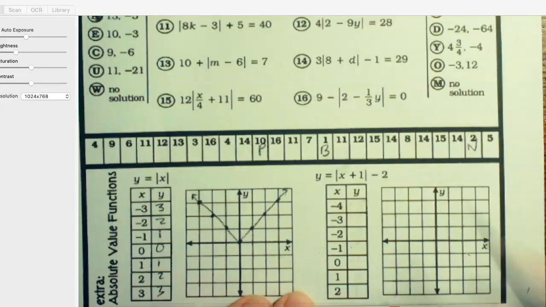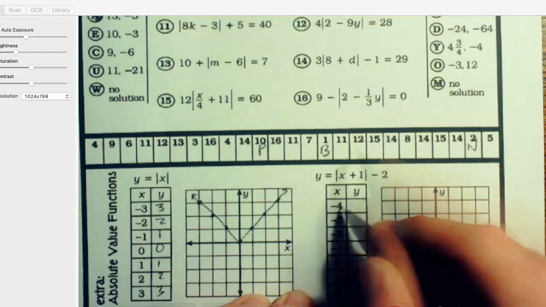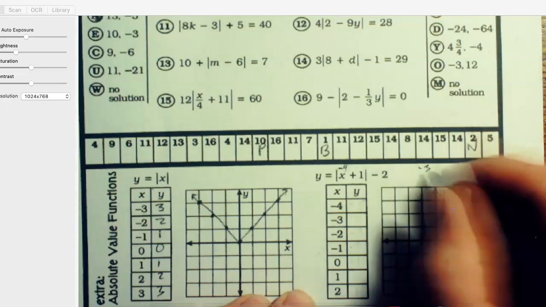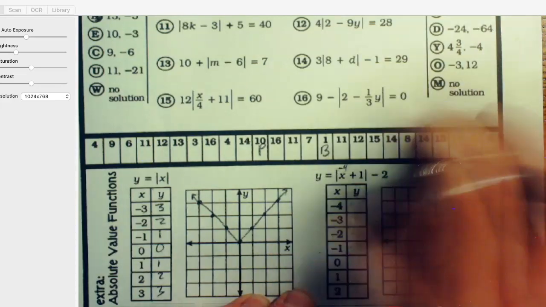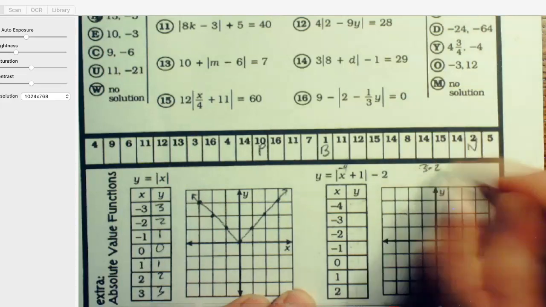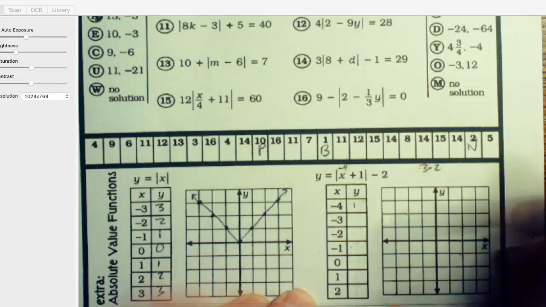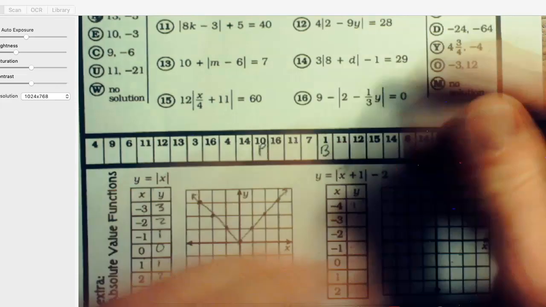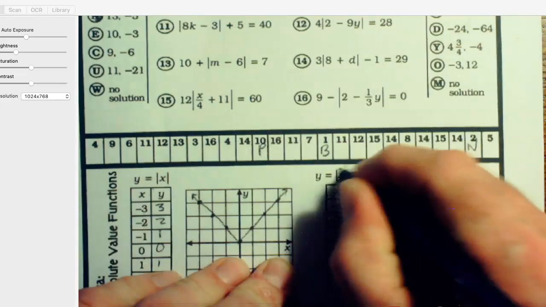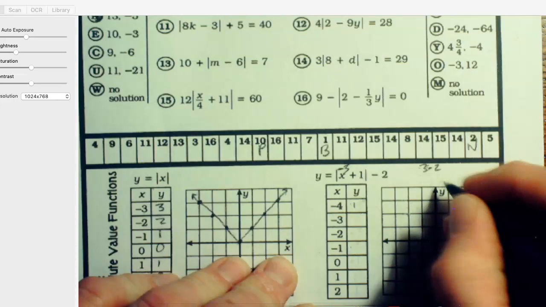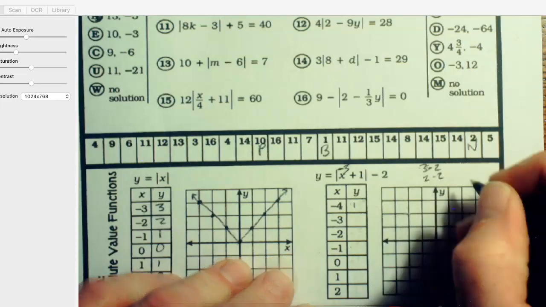All right, well, let's keep going with this one here. So now we're going to put a negative 4 in here. A negative 4 plus 1 is going to give me a negative 3. But I have to take the absolute value of that. So the absolute value of that would be 3. And then I have to subtract the 2. So I have 3 minus 2. That's going to give me 1. Okay, so I'm going to do the same thing. Put the absolute value in here of negative 3. A negative 3 plus 1 is going to be a negative 2. The absolute value of that is 2. So now you got 2 minus 2. That's going to give me 0.